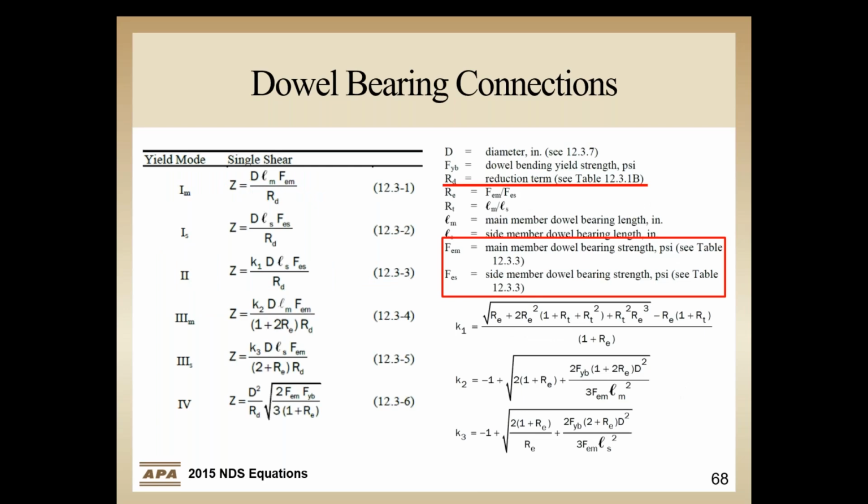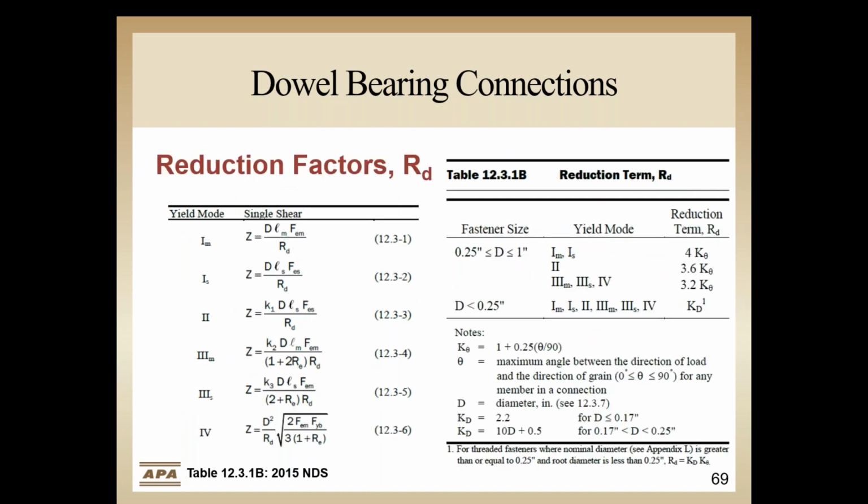For simplicity, let's take a quick look at the equations for a single shear connector of the 2 members, consisting of a main member and a side member. The yield limit equations are shown here and can be quite cumbersome, but all 6 yield modes will need to be considered to determine which failure mode governs. Additionally, we will need to consider reduction terms appearing in the denominator of the NDS yield equations. These can vary by the dowel size.